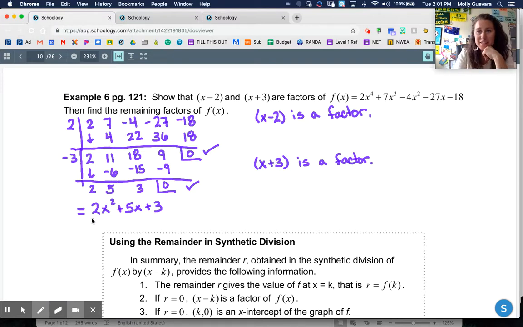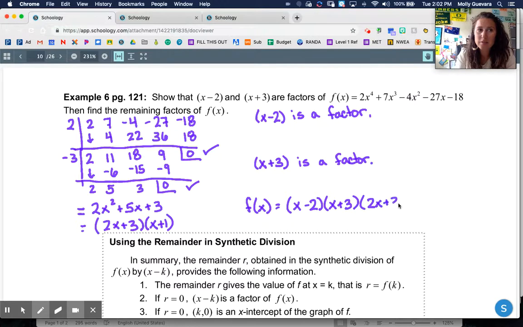Well, if I factor this, use X-box or whatever, this factors into 2x plus 3, x plus 1. And if you want to actually do the X-box to show that, go for it. But I'm going to go ahead and give it to you. So those are the other factors. So there are 4 factors in this problem, and they are x minus 2, x plus 3, 2x plus 3, and x plus 1.